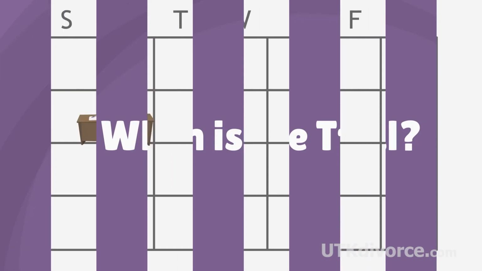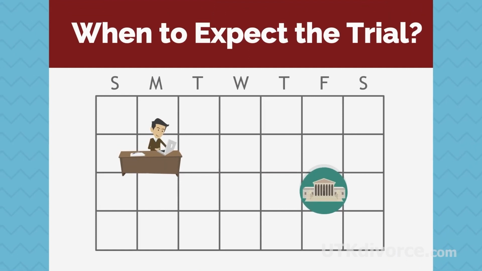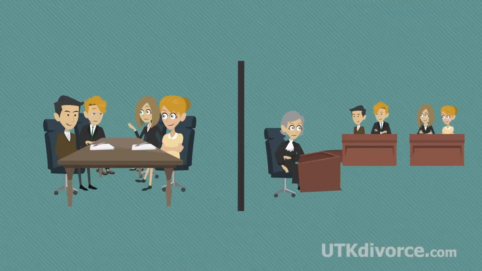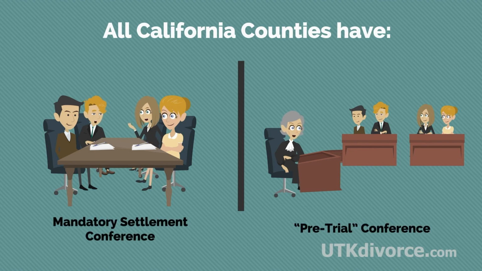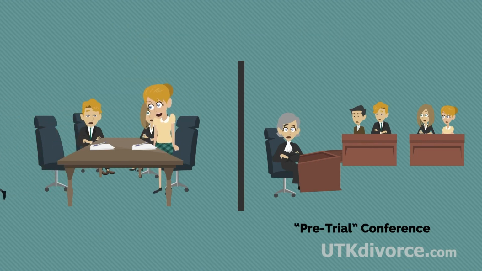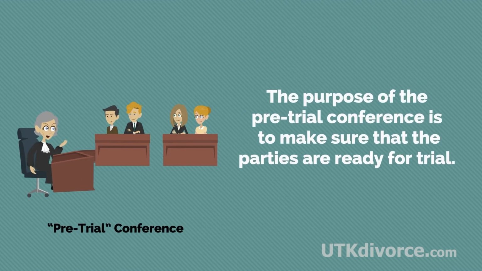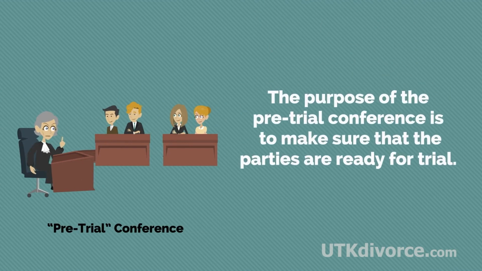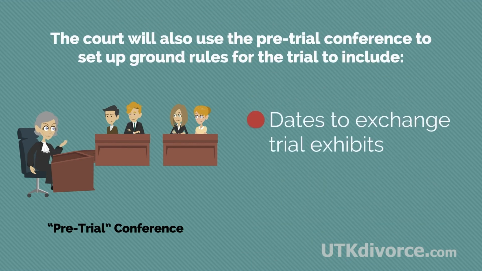8. When is the trial? The trial brief has to be generated before a trial. But when can you expect the trial? You will have plenty of notice of when the trial is coming. All California counties have either a mandatory settlement conference or a pretrial conference before the trial, or both. Only if the case does not settle will the court then schedule a pretrial conference. The purpose of the pretrial conference is to make sure that the parties are ready for the trial. The court will also use the pretrial conference to set up ground rules for the trial to include dates to exchange the trial exhibits or other documents.